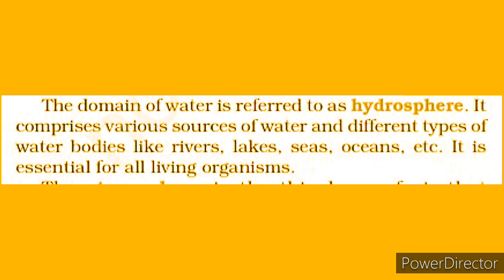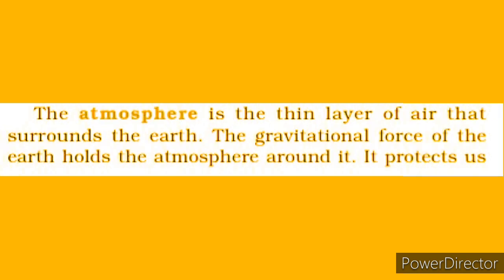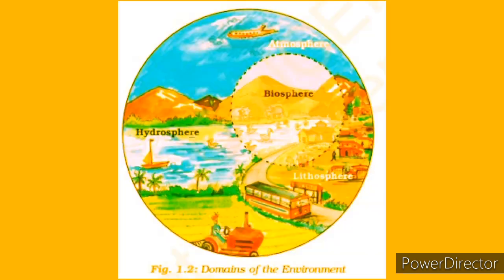Next domain is atmosphere. The thin layer of air that surrounds the earth is called atmosphere. And the last and most important domain is biosphere. The narrow zone of the earth where land, water and air interact with each other to support life is called biosphere. Plants and animals together make biosphere.